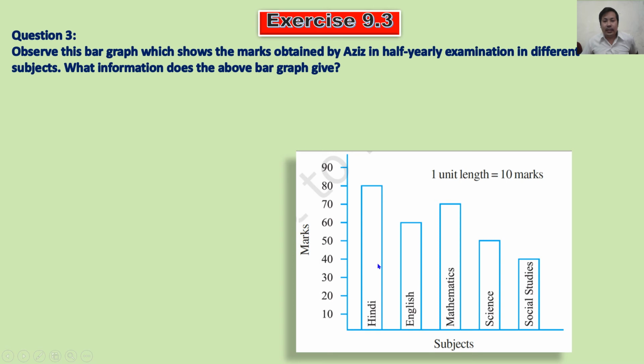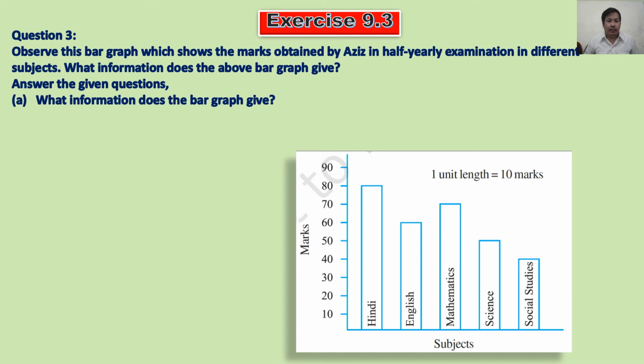So you can see that the bars which represent the subjects have different lengths or heights, showing the marks obtained by Aziz in different subjects. Then from this observation we are going to answer some questions in question number 3. Let us see. Answer the given questions. A. What information does the bar graph give?